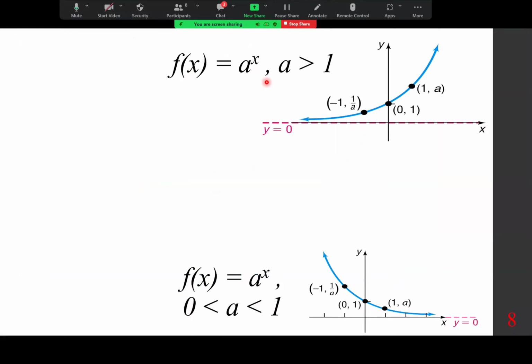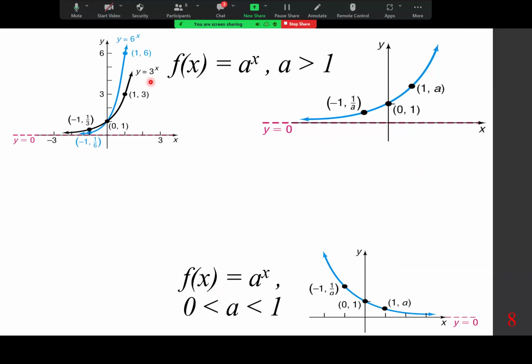So when f of x equals a to the power of x and a is larger than 1, it looks like this. This is one of those essential basic functions. And when a is between 0 and 1, it looks like this. So exponential growth, exponential decay.